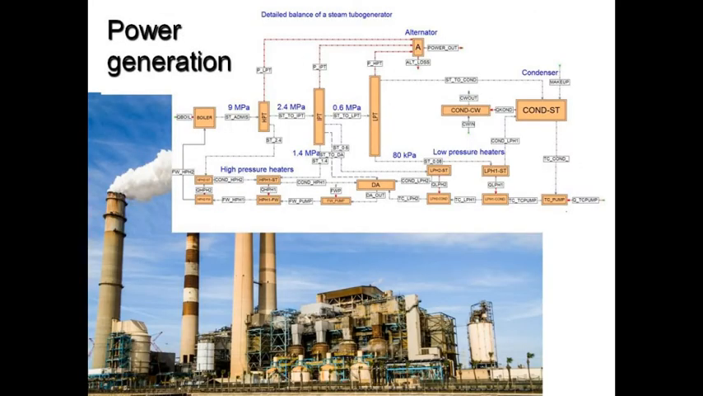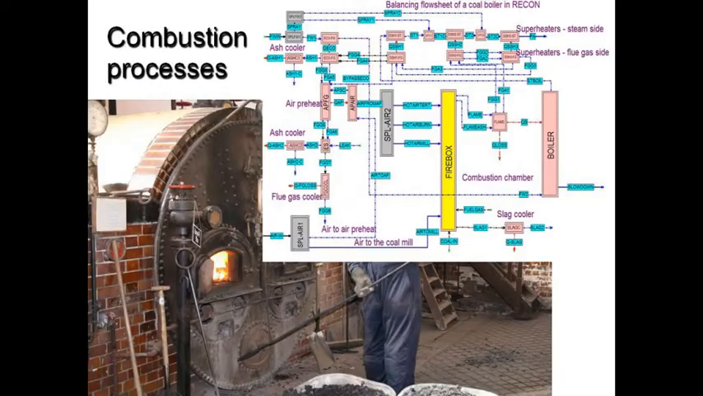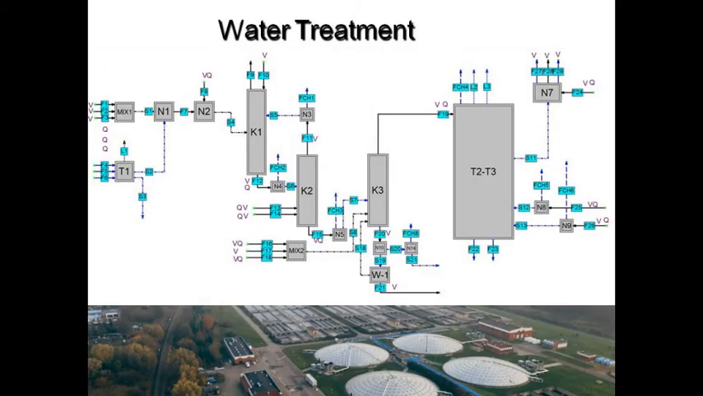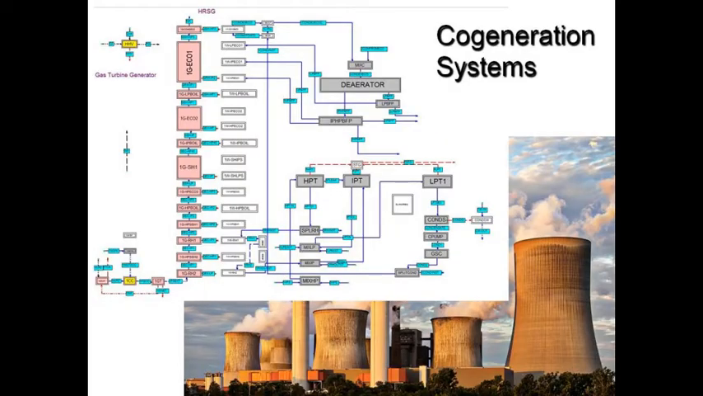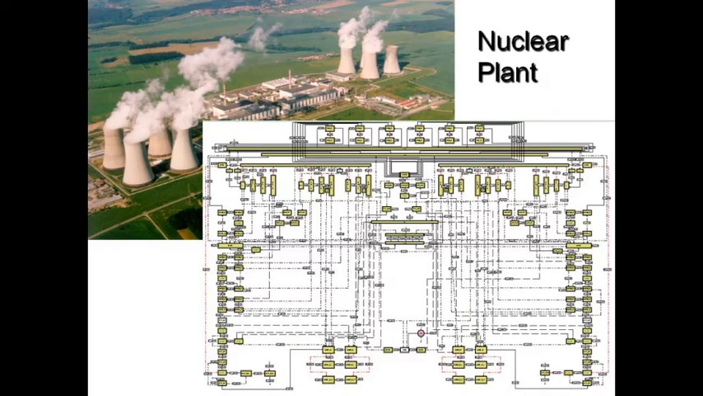balancing steam systems, monitoring and online thermodynamic analysis of power generation systems including turbine efficiencies, low and high pressure preheats, condenser heat transfer, etc. Combustion processes, such as industrial furnaces, coal and gas-fired boilers, balancing water treatment, like softening and demineralization in power plants, power and heat cogeneration systems including seawater desalination plants, flow of liquids and gases in pipes, and pipeline systems including their hydraulics, detailed mass and energy balance of nuclear plants, including primary and secondary circuits, and advanced assessment of nuclear reactor power.